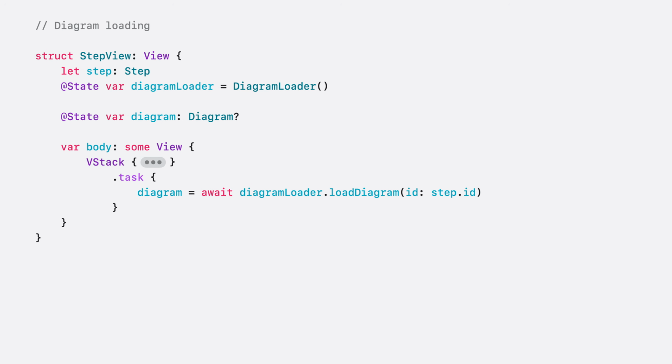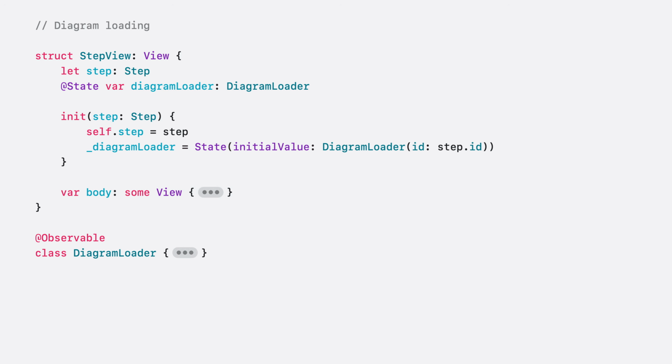Even when it's not essential, it can be useful to load content before views appear. Here, I'm using the task modifier to remotely load a diagram from the internet when the view appears. But I can actually make use of prefetching to load it slightly earlier, so the chance is higher it's loaded by the time it appears.